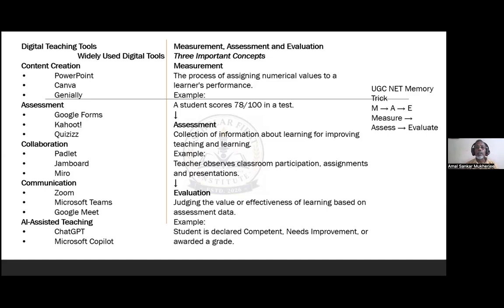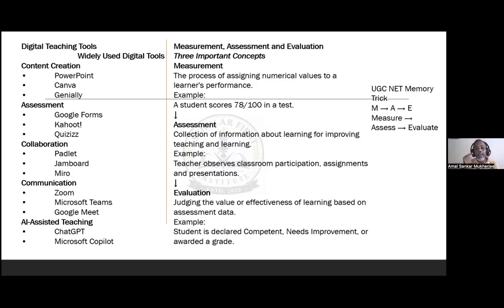Measurement is the process of assigning numerical values to a learner's performance. That is the measurement: observing the learner's performance and assigning numerical values, or rather marks, to judge his or her performance. Like a student scores 78 out of 100 in a test. This is a measurement. Their answers are judged, and on the basis of that, a particular mark is given.